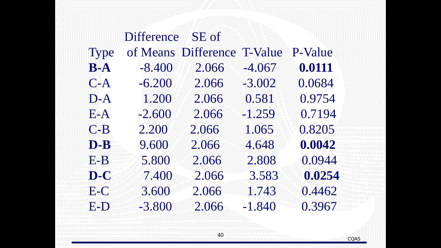Three pairs emerge as significantly different: type B versus type A with a p-value of 0.0111, type D versus type B with a p-value of 0.0042, and type D versus type C with a p-value of 0.0254. These results indicate that type D produces substantially different response values compared to both B and C, while type B also differs meaningfully from type A.